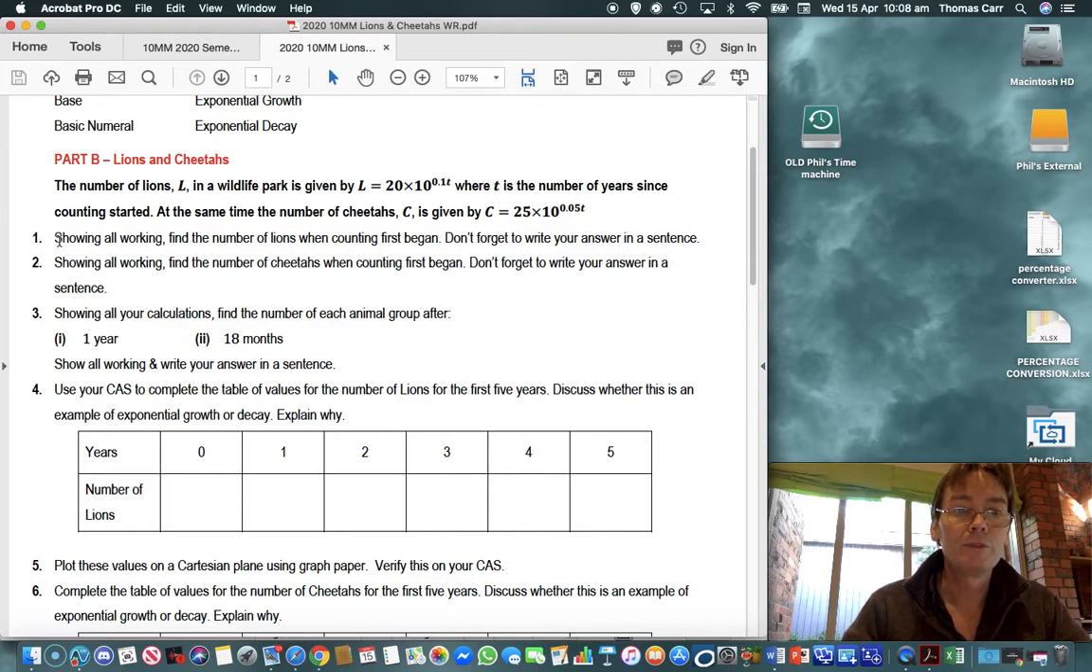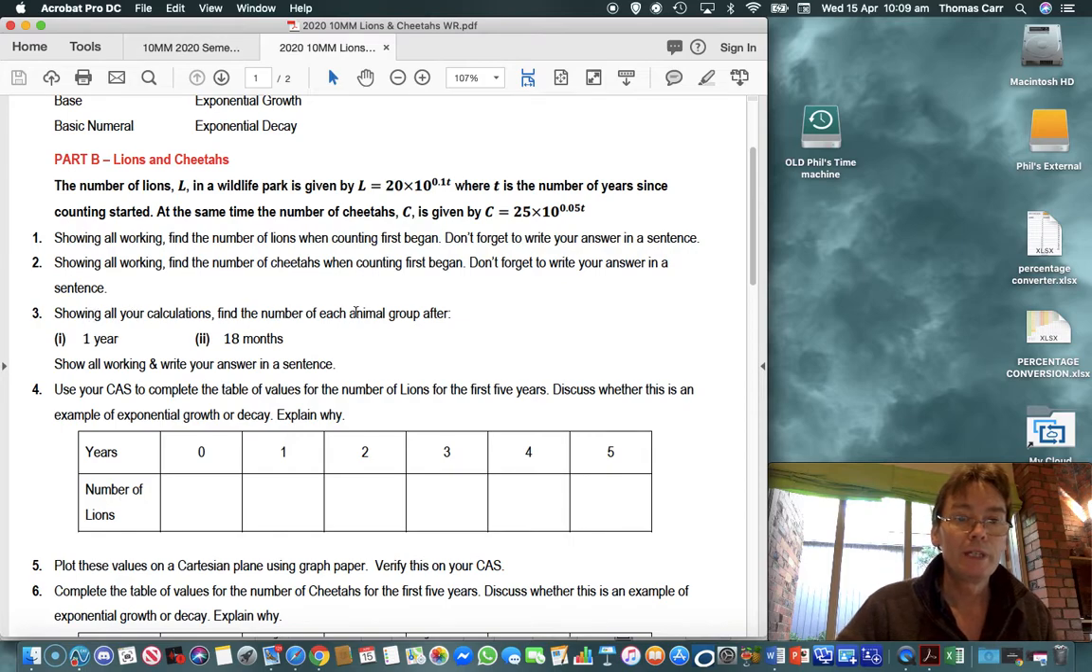So to figure out this first answer, what we're going to have to do is figure out what this equation's value is when the t has a value of 0. We just need to substitute 0 in place of t and then do it on our CAS calculator, find the answer. The answer, of course, will tell us how many lions were in the wildlife park when we started. Question 2 asks you to do the same thing for this other equation, the cheetahs. Don't forget to write your answer in a sentence. At the start of counting, there were 247 cheetahs, or whatever.